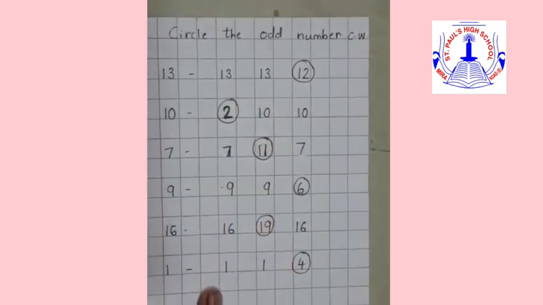Okay children? So children, today what have we learned? We have learned to circle the odd number. So children, now what are you going to do? One page you are going to practice this at home.